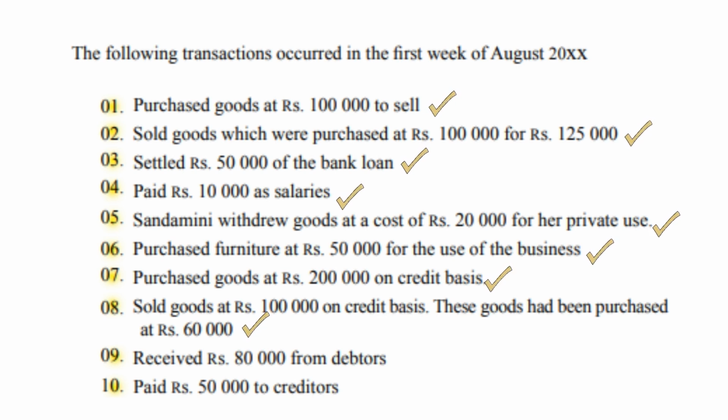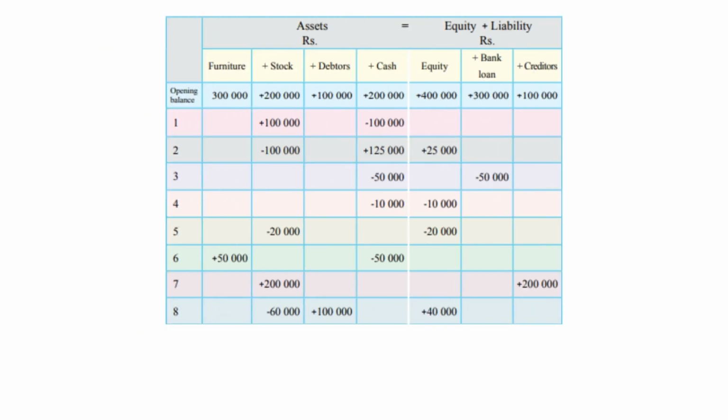So here goods worth of 60,000 is sold for rupees 100,000, keeping a profit of 40,000, but here we don't receive cash because we have sold it on credit. So here we have to add 100,000 under debtors, and add profit 40,000 under equity, and deduct 60,000 from stocks since it has been sold.